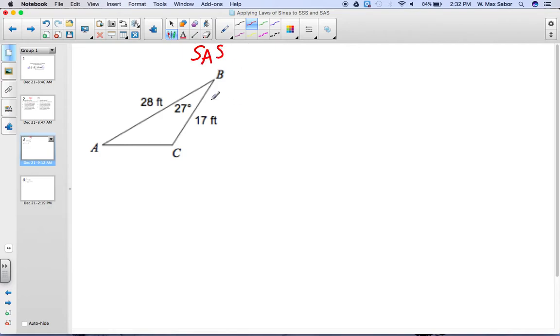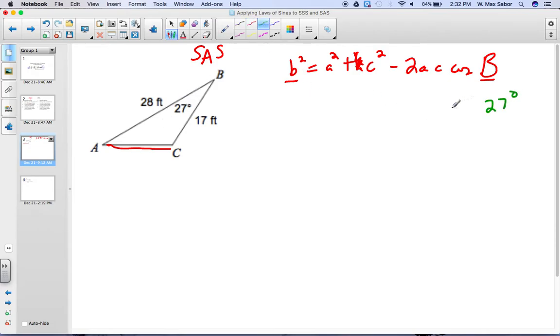So side-angle-side tells me we should be setting up the law of cosines. Now I'm going to set it up with this side as the one on the other side of the equation. So b squared is going to be equal to a squared plus c squared minus 2ac cosine of b. The important thing is that the angle is across from the side. So 27 degrees, cosine of that, times 2 times 17 times 28. And this is 17 squared. This is 28 squared.